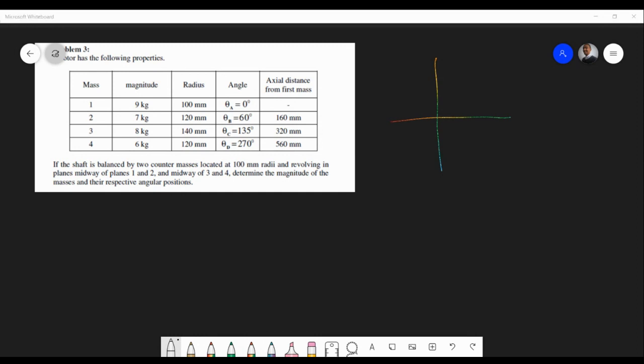Whiteboard. So mass 1, mass 2 is 60. Mass 3 is 135. So this is, of course, looking at it from the front. It looks like this, like you're looking with your eyes like this. I don't know if I'm making sense, but you're looking at it front view. So I'll say front view. That's mass 3 and mass 4. Mass 4 is here, 270 degrees. Okay, I think it's the same as the previous one. I don't know if you noticed that.